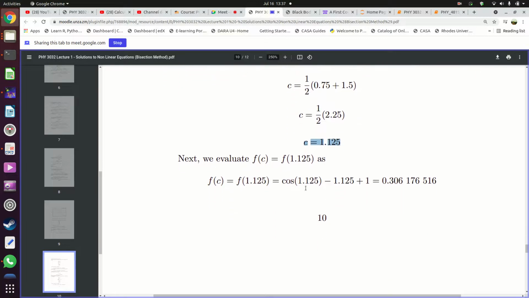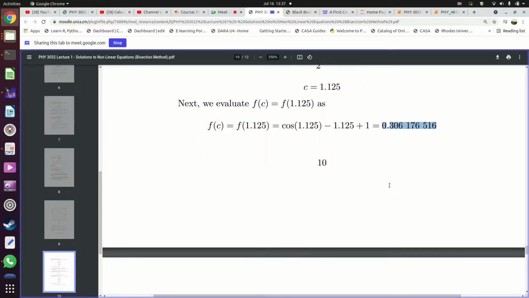With this new midpoint, you want to find out what is the value of the function at this new midpoint. So that's going to be f of c, which is equal to f of 1.125. That's going to be cos 1.125 minus 1.125 plus 1. That's going to give you 0.306176516. So what you see here is that the function at this new midpoint of 1.125 is positive.